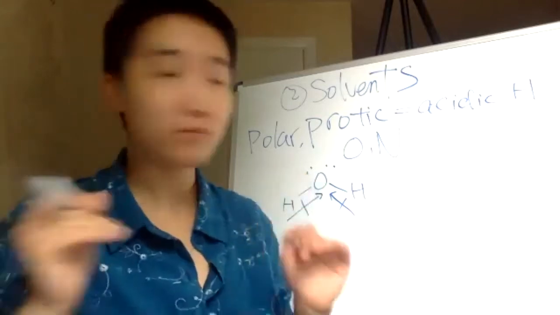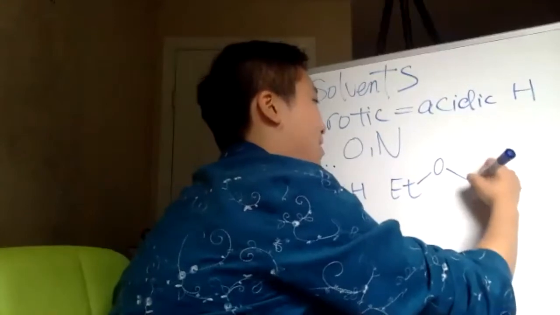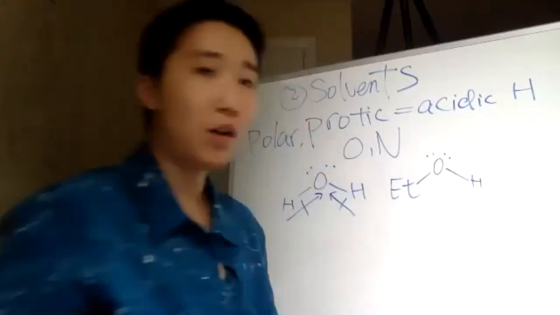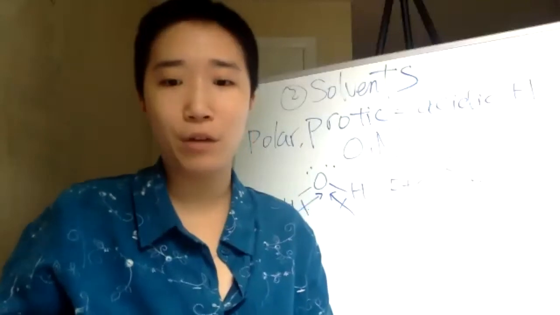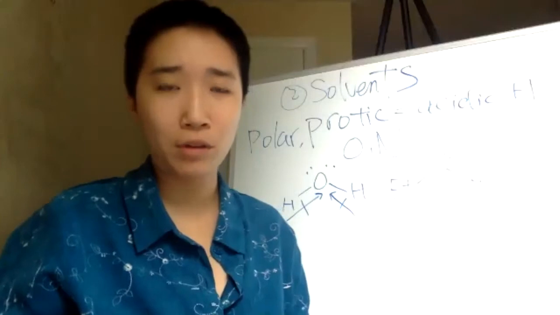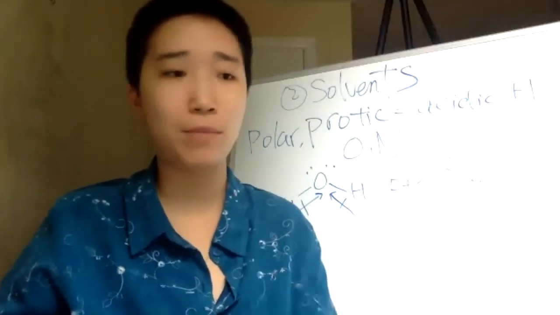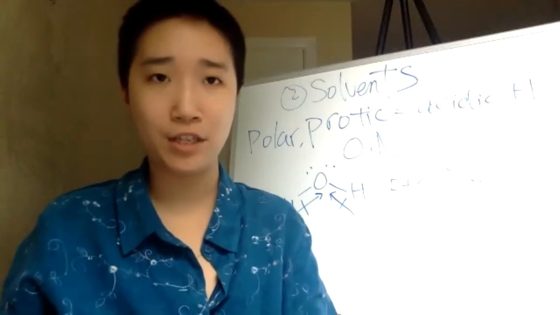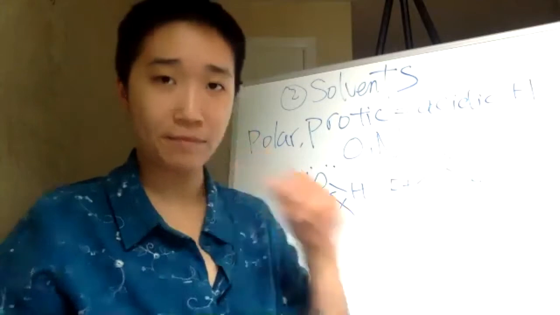We can say ethanol, EtOH, same thing, or methanol, or whatever. So these are polar protic solvents for you. And last class, you learned that polar protic solvents favor elimination reactions. Does anybody remember why it favors elimination reactions instead of substitution reactions?